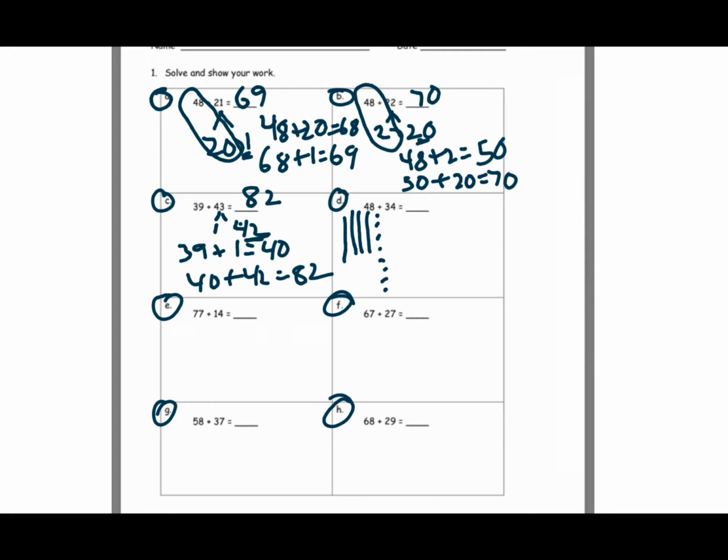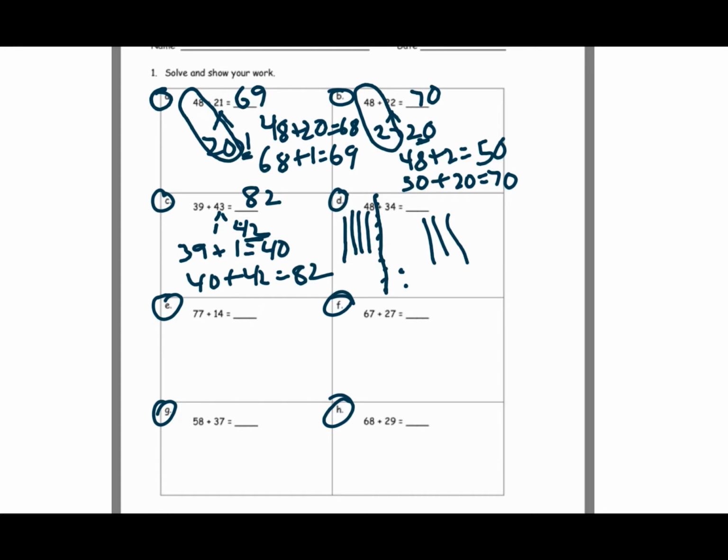So I have 10, 20, 30, and I need 4 more ones, but I only need 2 more ones, boys and girls. 1, 2, and I'm going to make a brand new 10 here. And that would be 2 more ones.